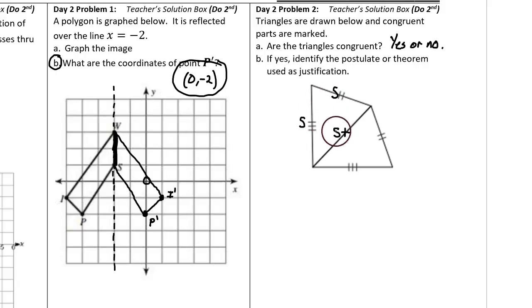Is SSS a congruence postulate? And the answer is yes, it is. So first, we're going to answer the question yes. And then we're going to give the reason. That's the side, side, side postulate.